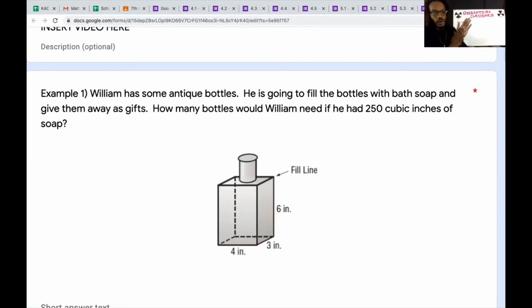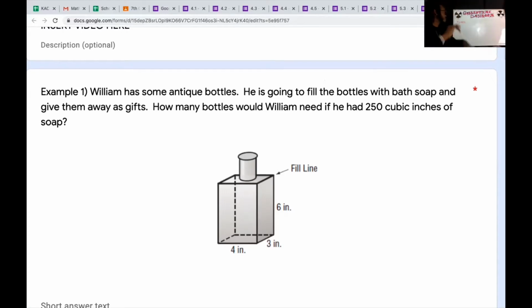All right, example one. William has some antique bottles. He is going to fill the bottles with soap and give them away as gifts. How many bottles would William need if he has 250 cubic inches of soap? So we know how much soap William has, and we need to figure out how much volume is in one bottle, so we can figure out how many bottles he'll need to fill 250 cubic inches.